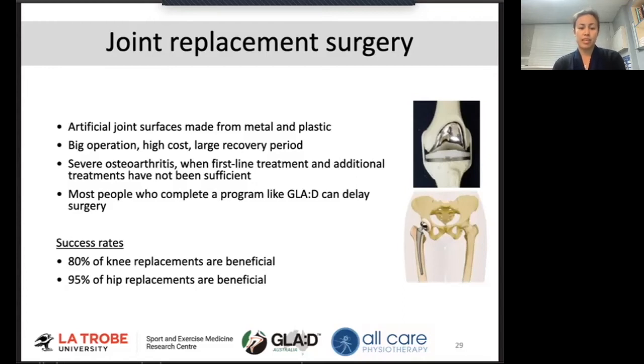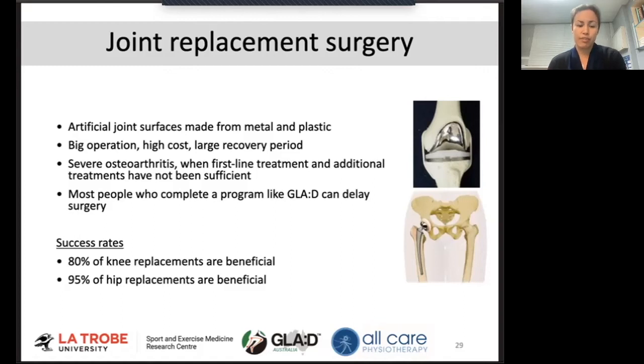So people who complete GLAD can often delay surgery if they are down on the waiting list and looking down that route. 66% will delay for at least 2 years after completing the GLAD program. So if you want to try the GLAD program first before you do the surgery, that is always a good idea. You may end up delaying surgery, and if you don't, you're still getting the benefits from having done exercise beforehand to improve your recovery after you have the operation.